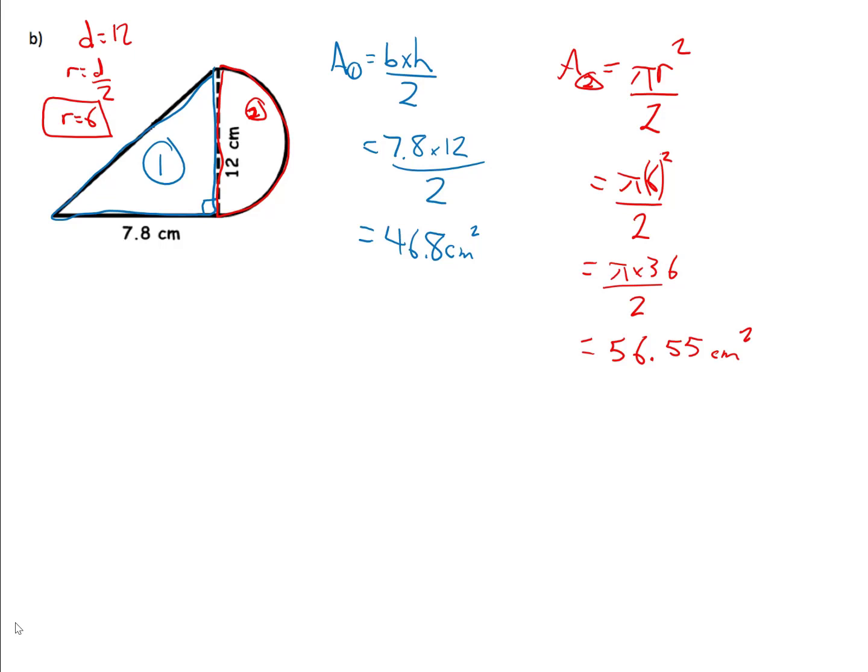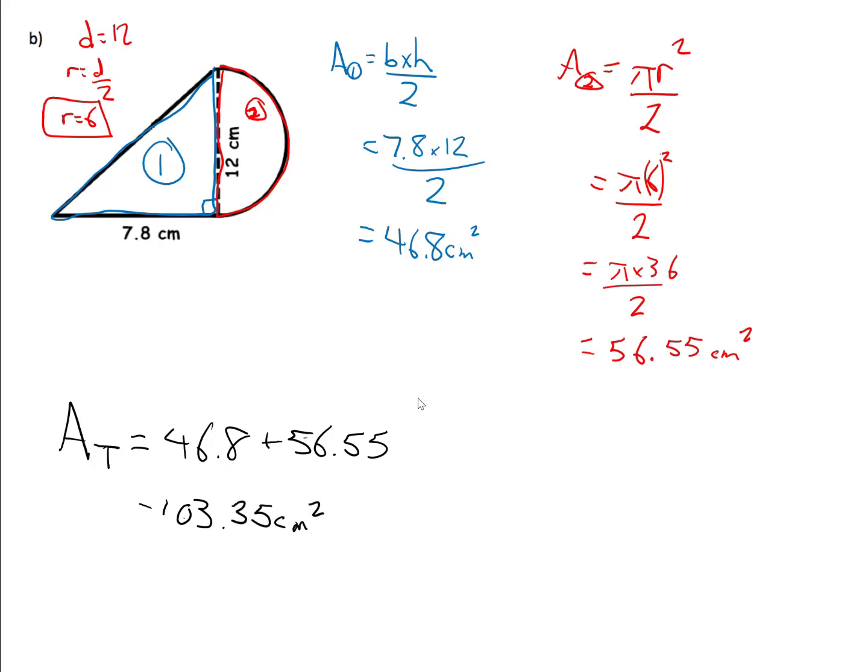Now I'm going to change the pen color over to black because we're going to find the total area. So the total area, or AT, is going to be 46.8 plus 56.55, which is just 103 point. Okay, so your final amount, your final area, is 103.35 centimeters squared.